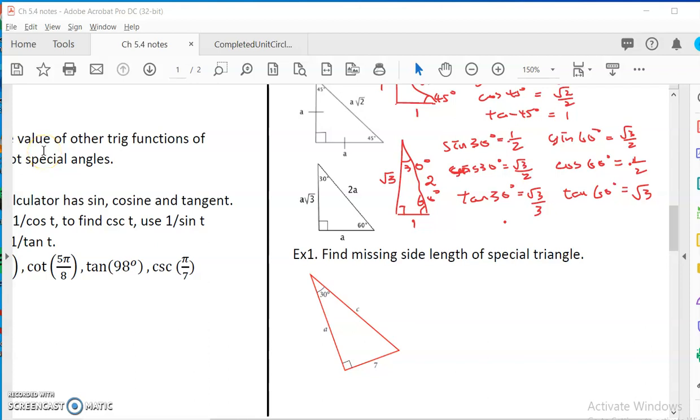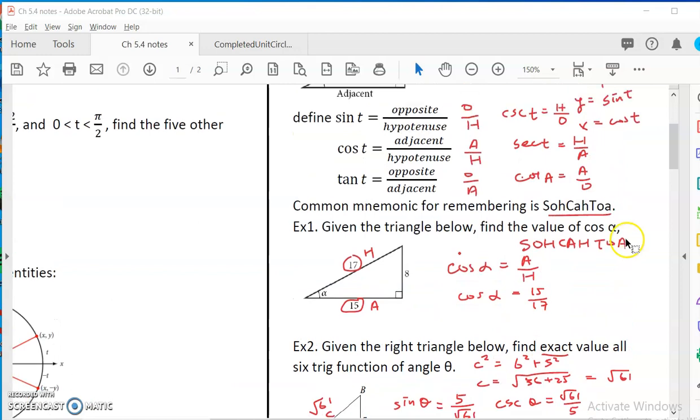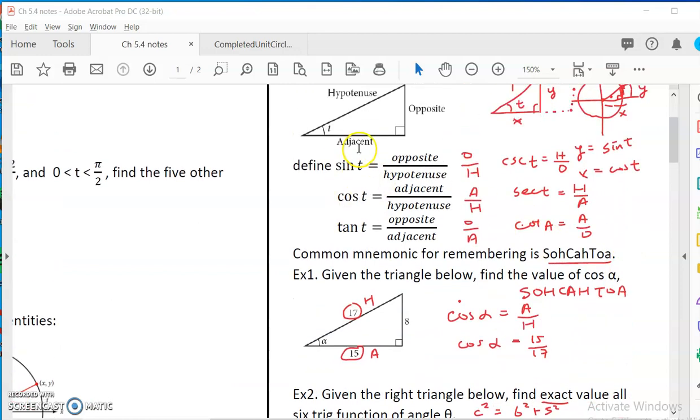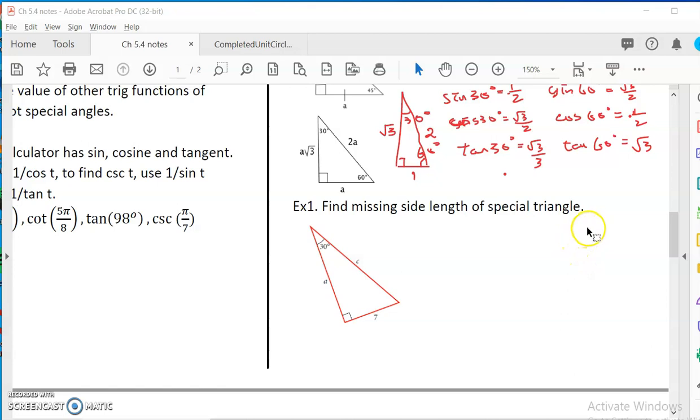Hello, Precalculus student. This video is for chapter 5.4, right triangle trigonometry. We define the six trig functions with a right triangle when angles can be anything from 0 to 90 degrees. So we have this SOHCAHTOA definition and also the reciprocals of sine, cosine, and tangent for the six functions.